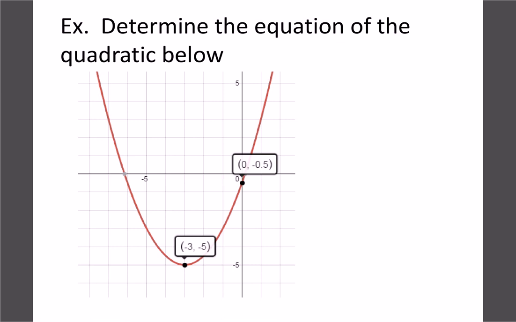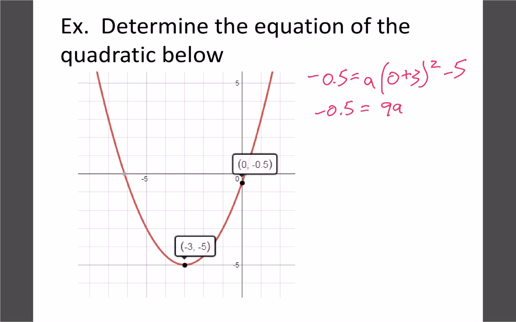So here's another one. I give you the graph, and I even give you the coordinates, so we don't need to do anything other than just plug it in. So our y is negative 0.5. Our a is what we're looking for. X is 0. P is negative 3, so minus negative 3 would be plus 3. And our q is minus 5, so we solve this one.